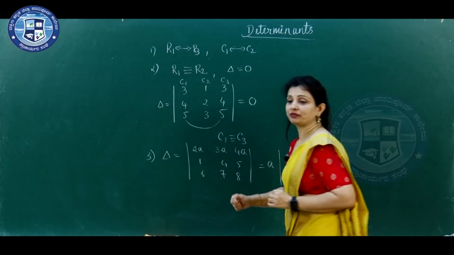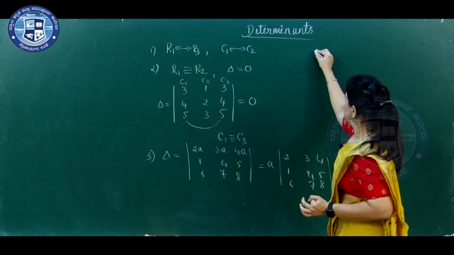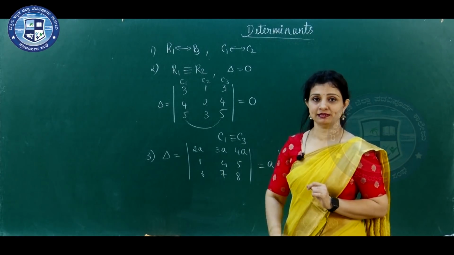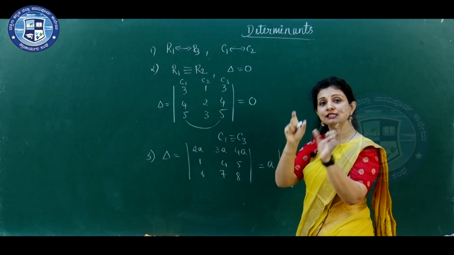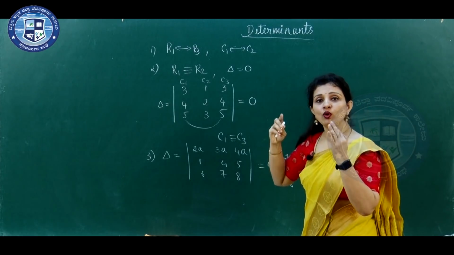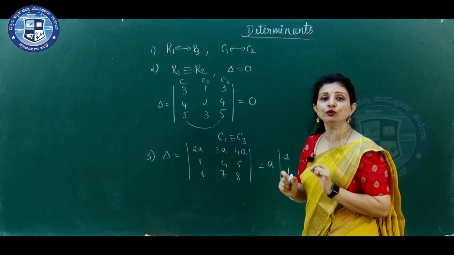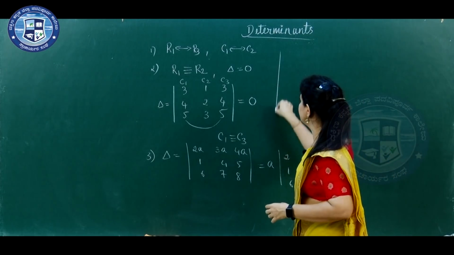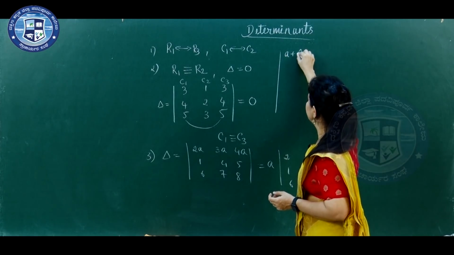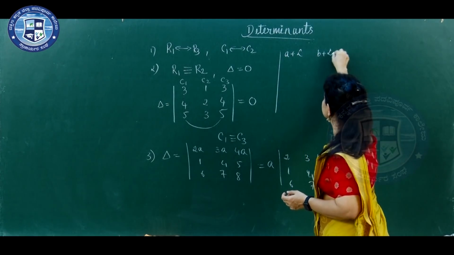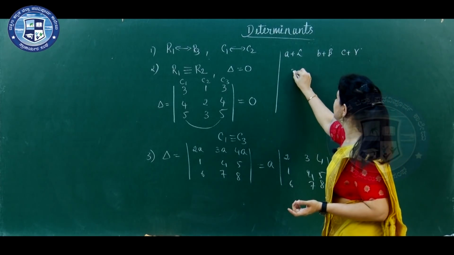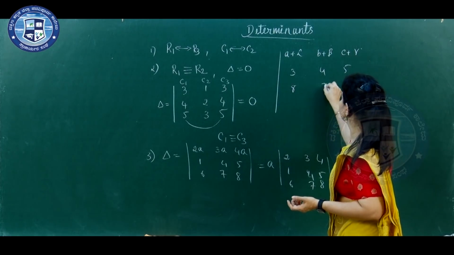And the next one is: if each element of any row or any column is the sum of two numbers, then the value of the determinant is the sum of two determinants. For example, you have seen in the properties: the first row is a plus alpha, b plus beta, and c plus gamma, and the next rows are 3, 4, 5, and 8, 7, 9.